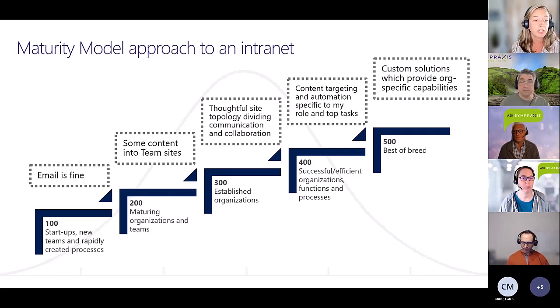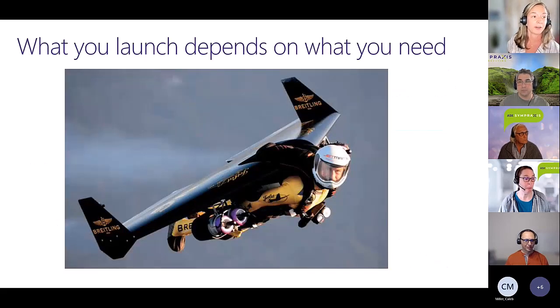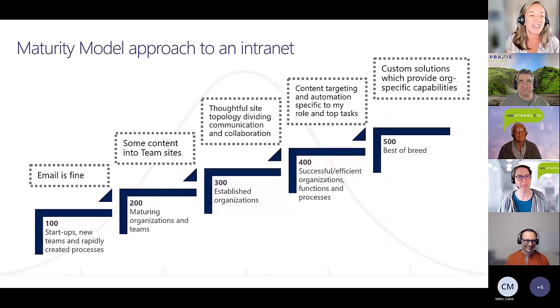Then moving up from 300, this is where we see organizations who need to expand in their maturity, and they may have more complexity in their organization, like different roles in different regions. So they might think about things like content targeting for those different roles and regions, or automation specific to my roles and top tasks. And then at the 500 level, very ambitious. Oh, no worries. We are sometimes looking at things like custom solutions. So that's what Julie will talk about a little bit more later when we talk about extending.